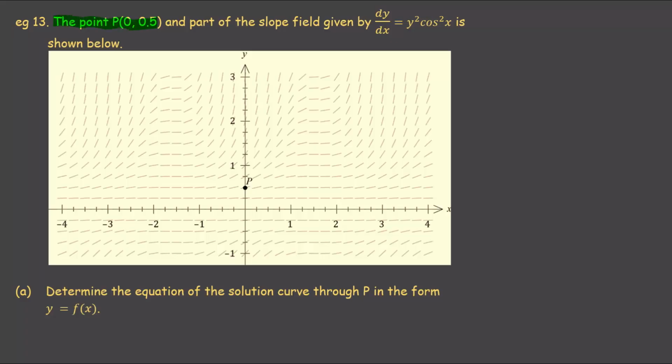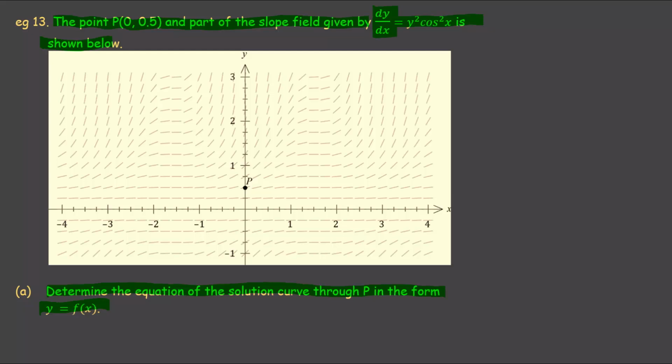The point P (0, 0.5) and part of the slope field given by dy/dx = y squared cos squared x is shown below. Determine the equation of the solution curve through P in the form y equals f of x. I'm going to start up here.